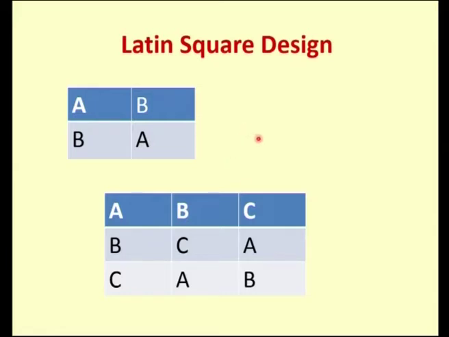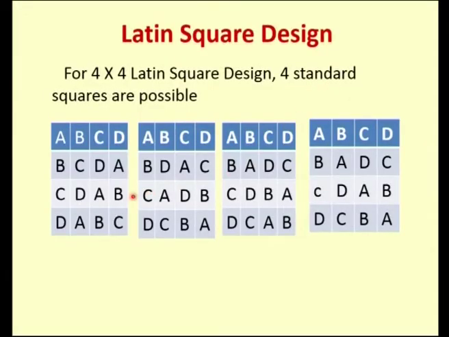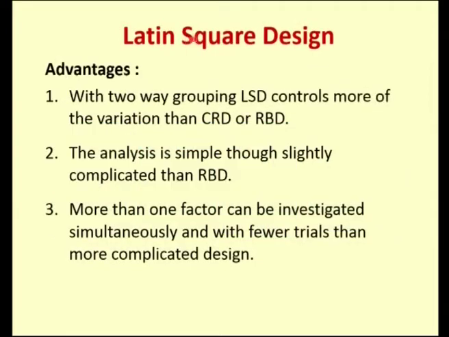standard Latin square design. And suppose for 4 cross 4 Latin square design, 4 standard squares are possible. So, this is the possible arrangement of the treatments. So, we could see in all these standard squares, in the first row and the first column, the treatments are arranged in alphabetical order. And let us see the advantages of Latin square design.